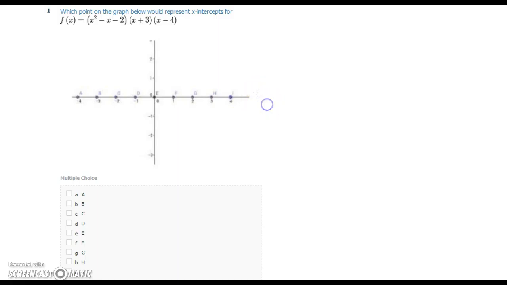So again, this is the x-axis here. And then we want to know which points on the graph below would represent x-intercepts for this particular function right here. The way that we'll do that is we'll do it in a couple of chunks. So the first chunk will be this green chunk here. And the first thing we want to do is factor that.